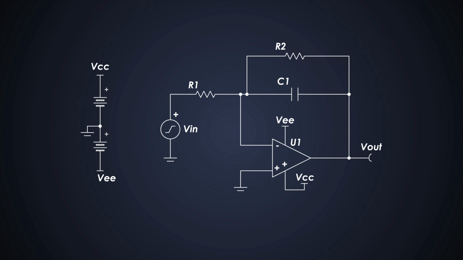Now, this is how the circuit would look like. With an input resistor, there is a feedback capacitor and a feedback resistor in parallel. We'll connect VCC and VEE to this op-amp of around 2.5 volts. VCC is 2.5 volt and VEE will be minus 2.5 volts.